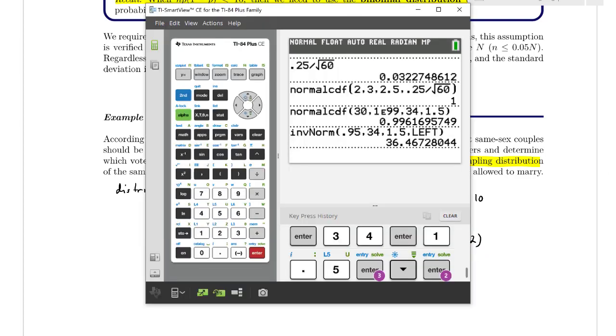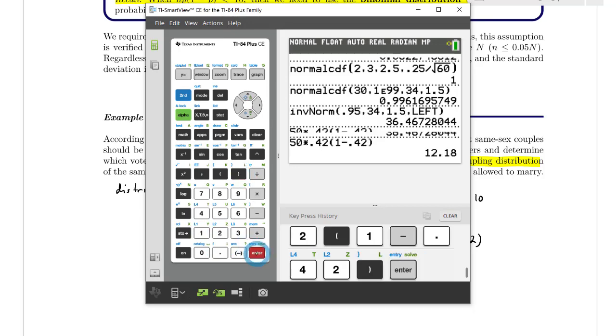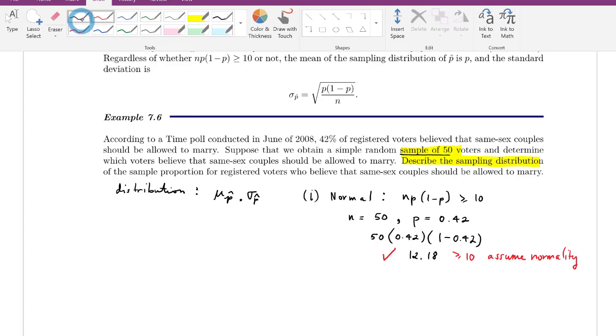I don't know. So if I went to the calculator and did 50 times 0.42, and then you can go ahead and just put a parenthesis and 1 minus 0.42. You don't have to, you could do it all in one line. We get 12.18. And this is greater than or equal to 10, so we can assume normality. Awesome. And that's all you have to do.